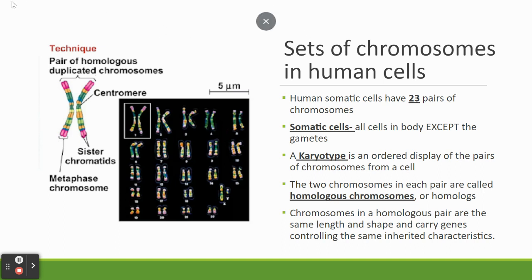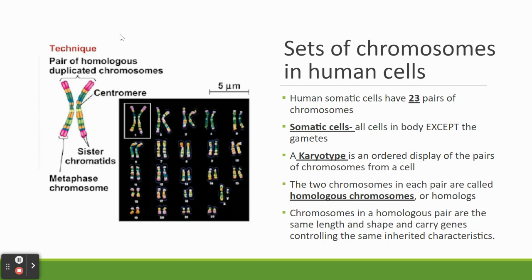All right, so let's talk about chromosomes. So by this point, you all know human somatic cells have 23 pairs of chromosomes. Why? Because humans specifically have 46 chromosomes total. We also already talked about somatic cells. Somatic cells are every cell in your body except the gametes. Somatic cells, remember, have 2 chromosomes, one from mom, one from dad.